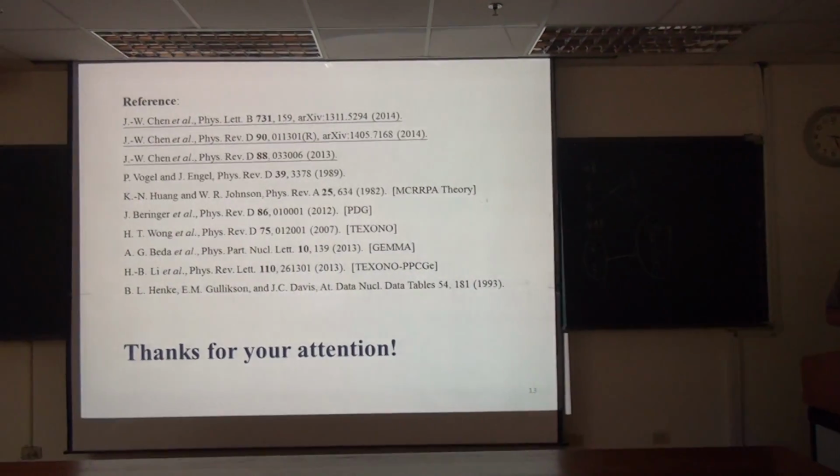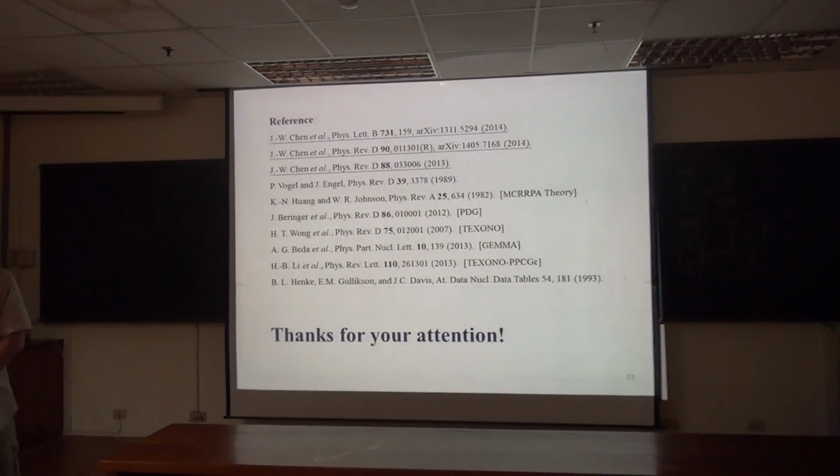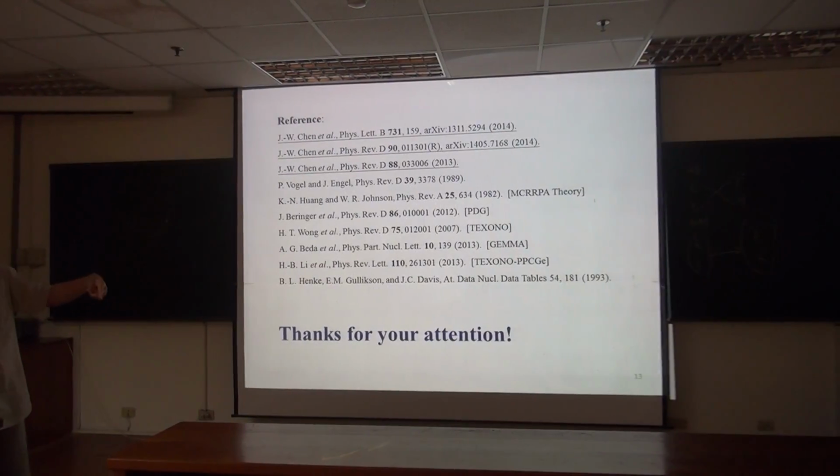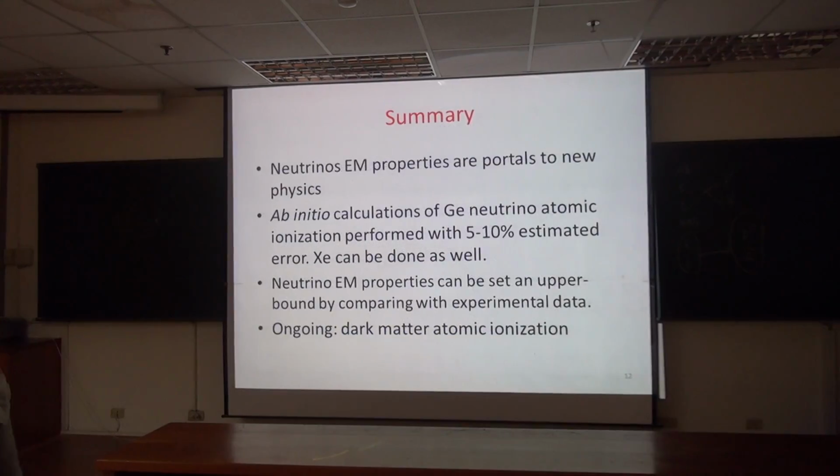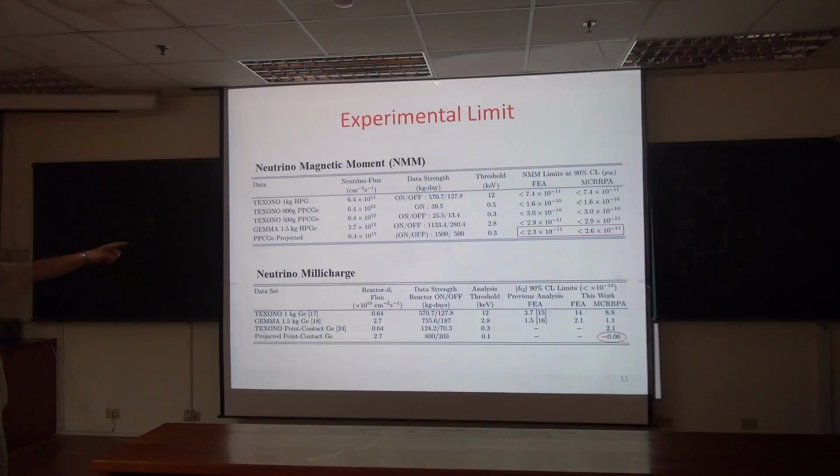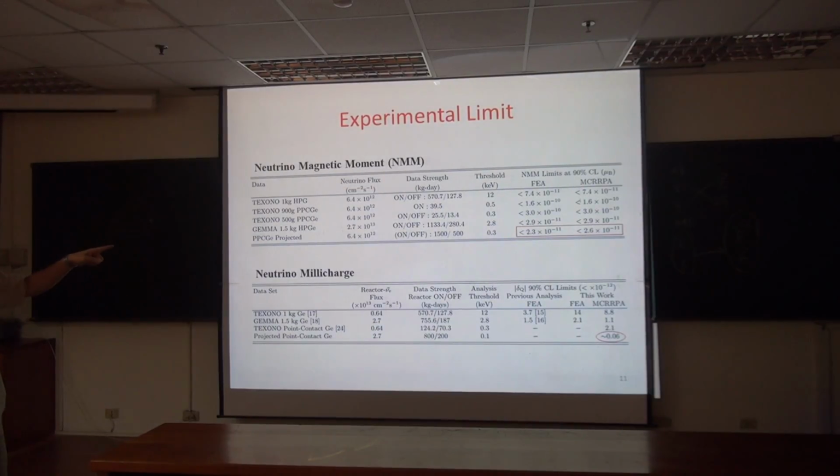Questions? I have one comment. Could you go back to the summary table? Oh, yeah. You say the FEA bound is stronger than the ab initio bound, right? Yeah. But the theoretical uncertainty in the free electron approximation is actually bigger. Yes. So you cannot just look at the face value.